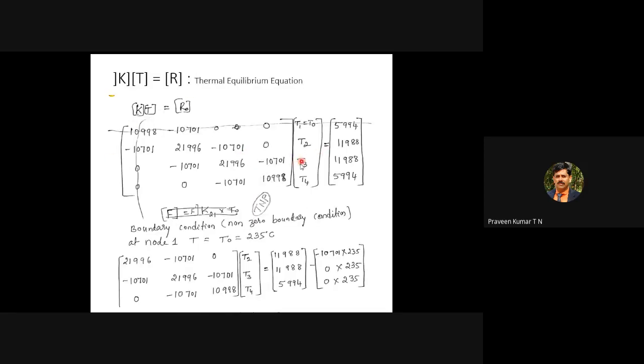Add those two matrices, then you are applying the boundary condition at node 1. The temperature is given at node 1. So here T1 is equal to T0. You are eliminating the first row as well as the first column.